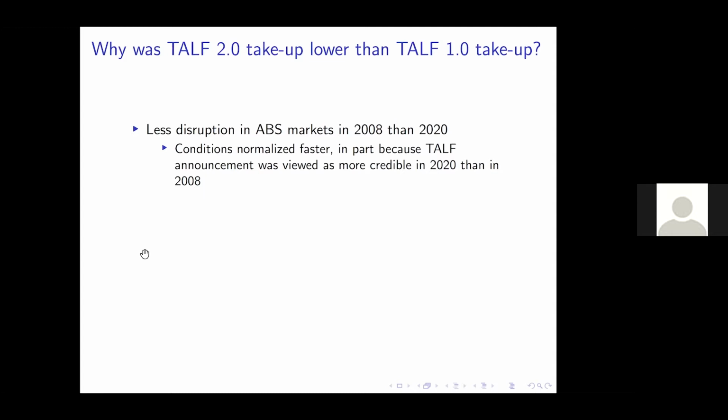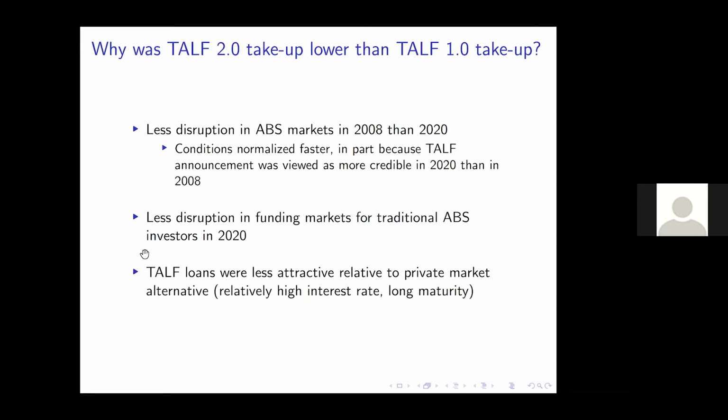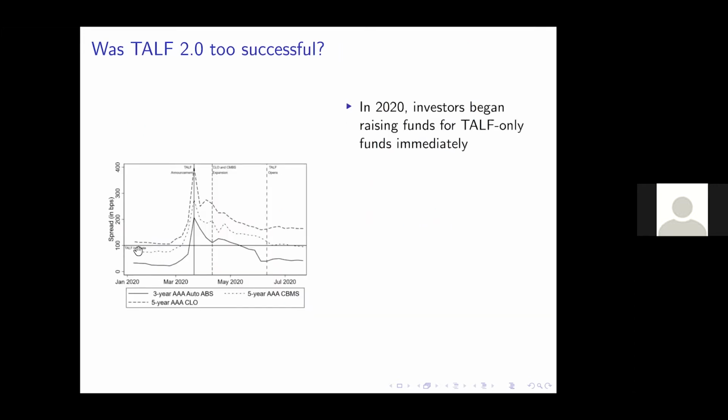So what do we learn here? We learn that when the Fed promises liquidity in the near future for a market and it's credible, you already get it priced in, and the spreads immediately decline. In fact, they decline so much. Here you see it in the picture, the horizontal line is the TALF loan rate. And you see that by the time TALF opens, spreads on auto ABS are well below the TALF loan rate.